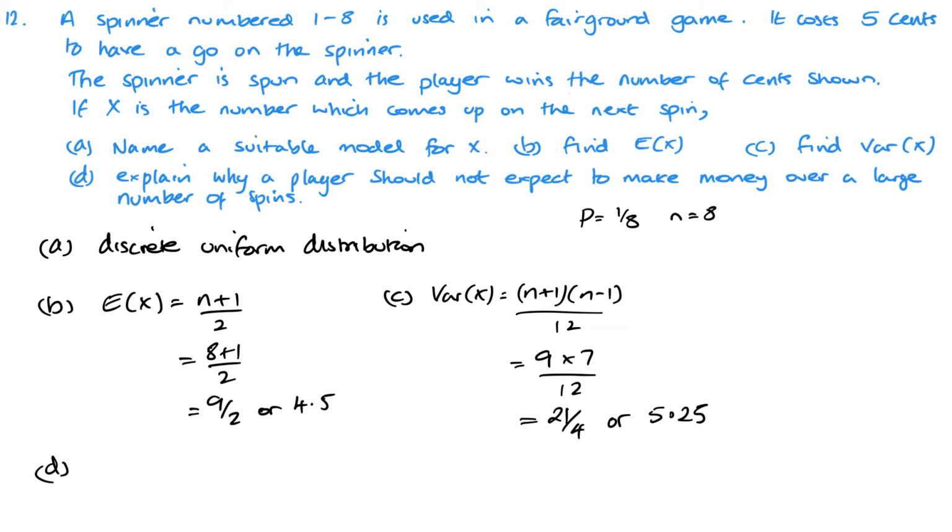Final question is quite simple. The expected value is 4.5, which means that you would be expected to make 4.5 cents on average, over a large number of spins, but it's costing you 5 cents to play. So this expected value is lower than the cost to play, therefore you would expect to make a loss over a large number of spins.